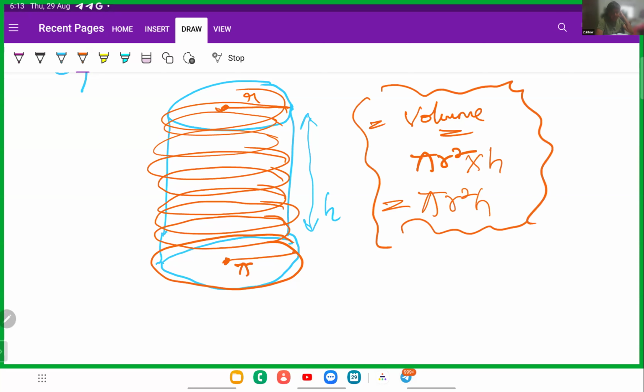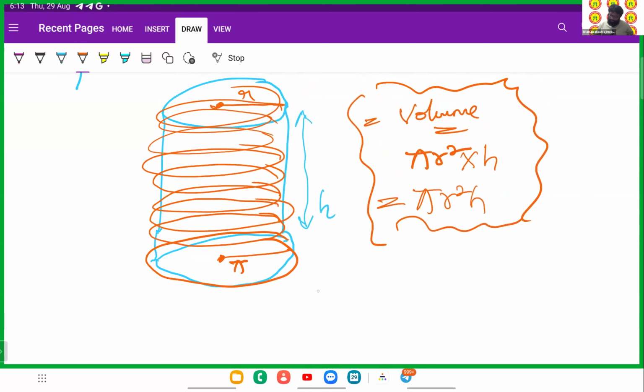Yes, sir. So next, what is the total? But there are two circles, right? So 2 into pi r square won't come. I am considering volume. I'm not talking about total surface area here. I'm talking about volume here.